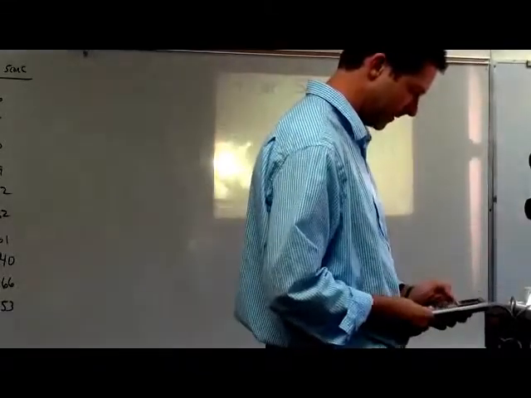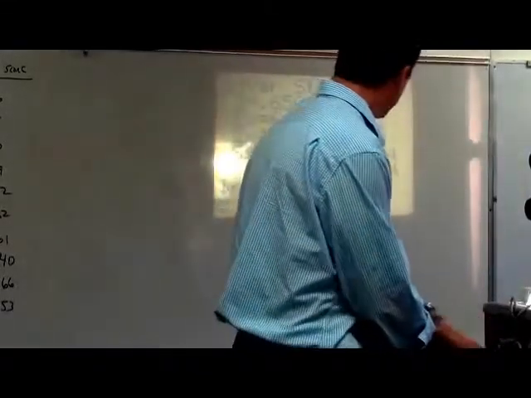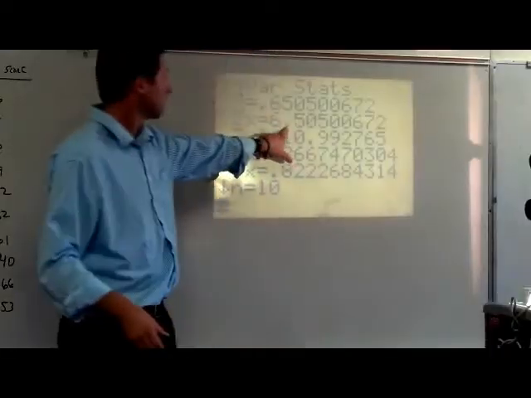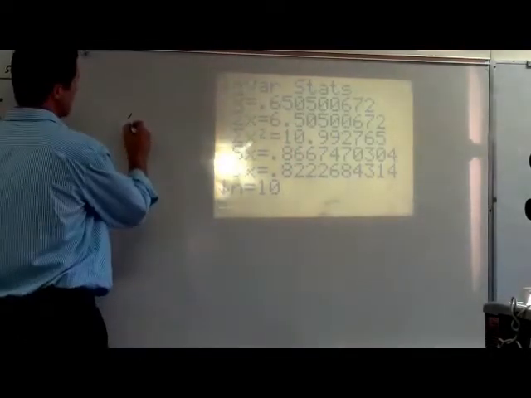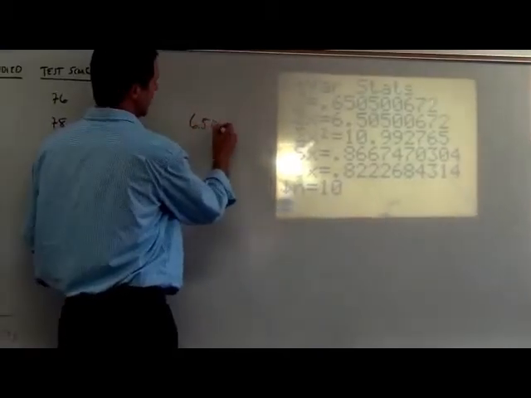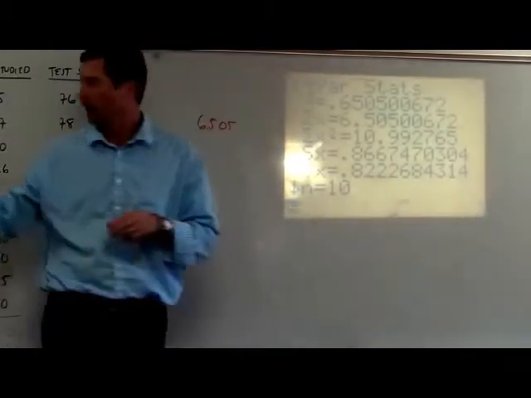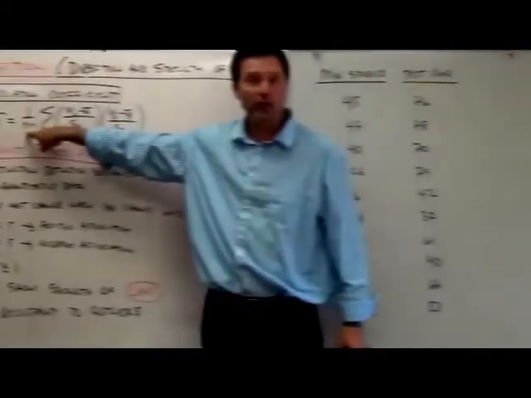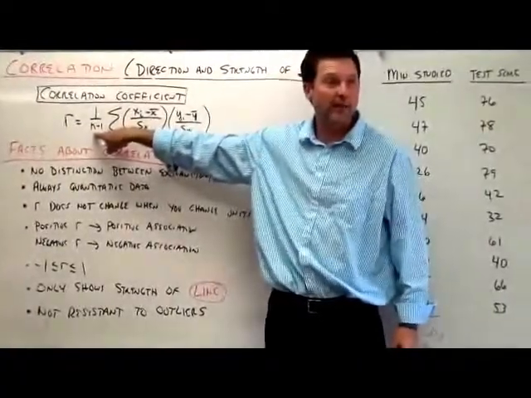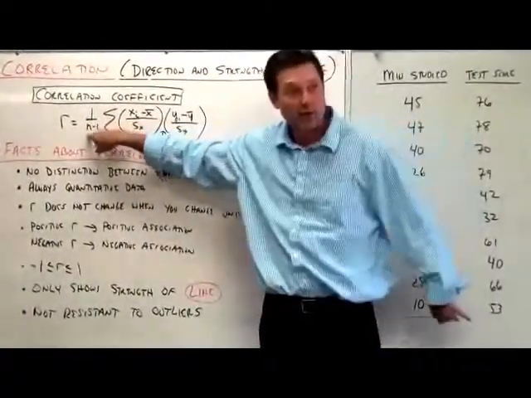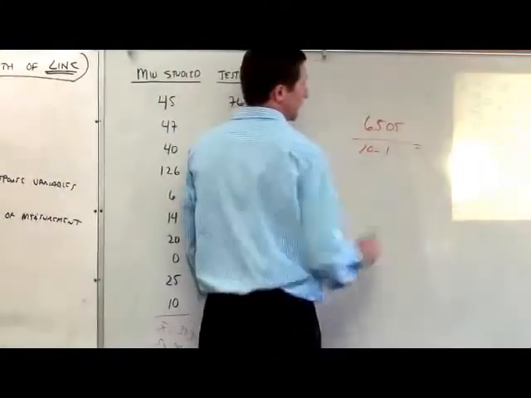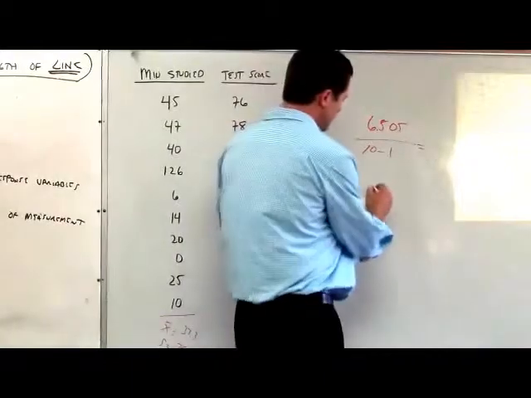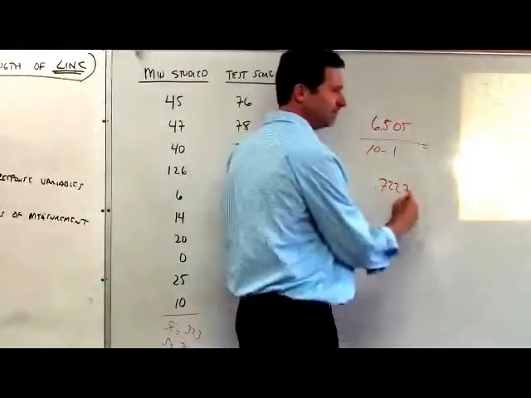Calculate on L5. And there it is, add them all up. So adding them all up, we get 6.505. And what's the last thing our formula asks us to do? We have to divide by how many points I have, minus 1. So divided by 10 minus 1, and that comes out to about, what, 0.7227?